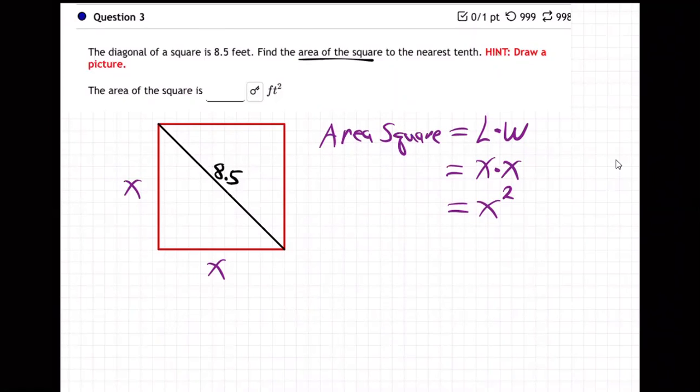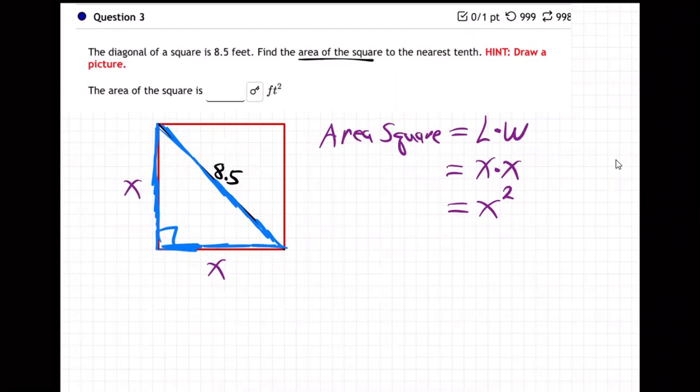How are we going to find x on this problem? Well, do you see that we have a right triangle here? This is a right triangle. So we do this a lot, don't we, where we have right triangles. Let me just shade this in. If I just look at half of the square, it's a right triangle.